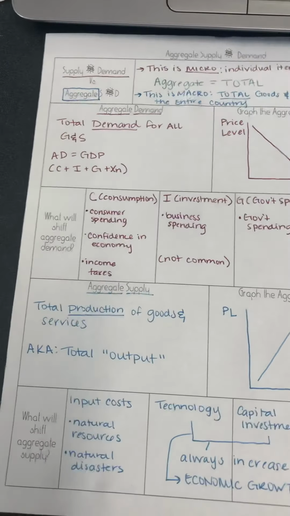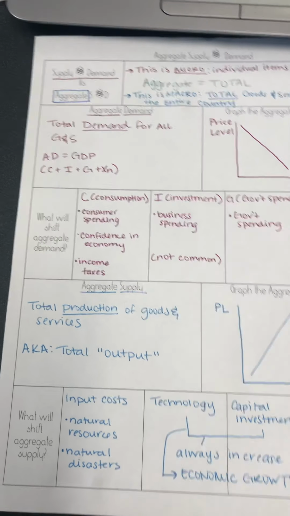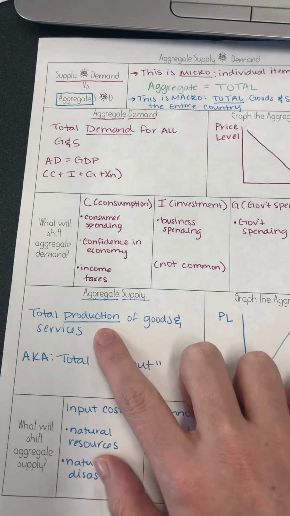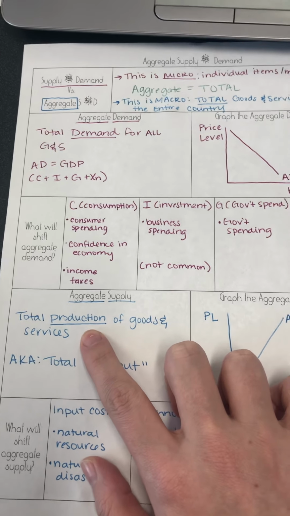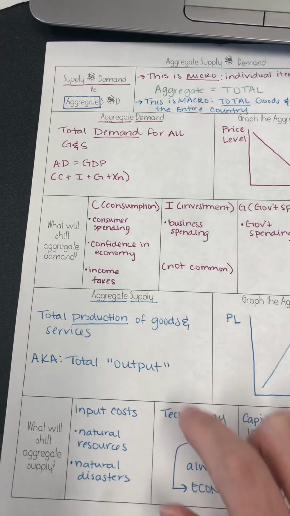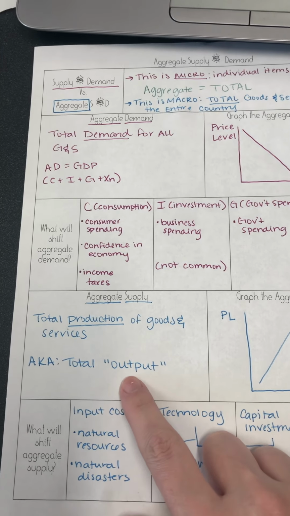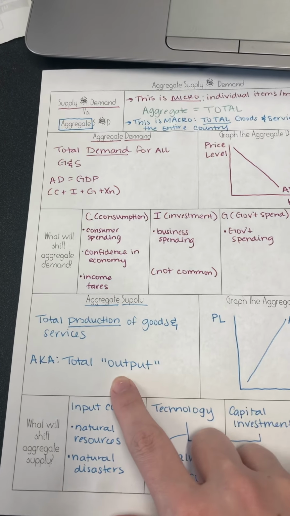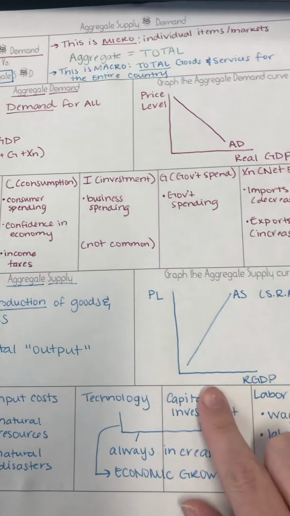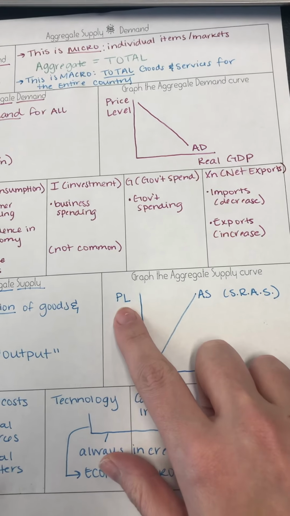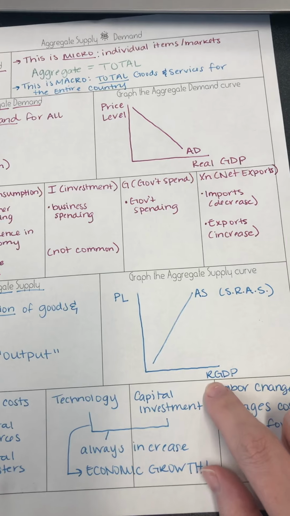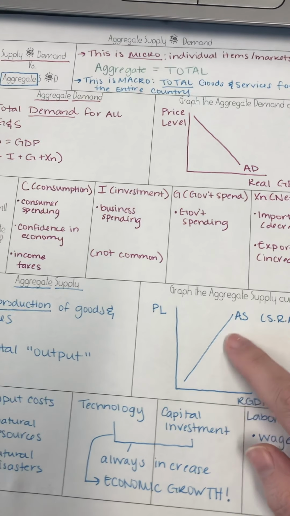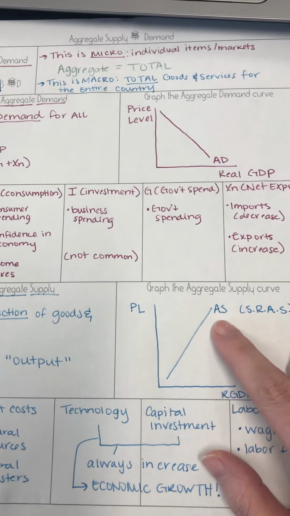Okay. For aggregate supply, instead of being the total demand, it is our total production. This is all the things we make for the whole country, right? GDP, gross domestic product, okay? This is our total output, right? You need to know the term output. This is how much we are producing in our country. If you look at the graph, right? Price level instead of price, real GDP down on our X, aggregate supply, upward sloping, just like supply.